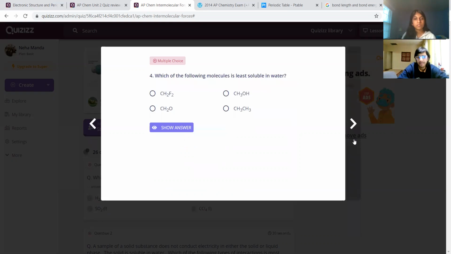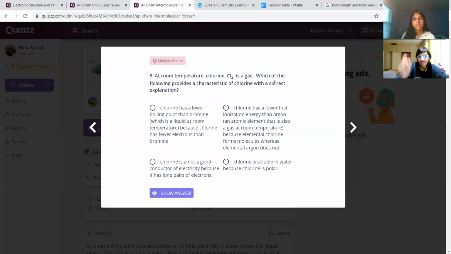Yep. Which of the following molecules is least soluble in water? So a non-polar molecule would be the least soluble. It looks like this one would be non-polar. It seems symmetrical just from looking at it. Yeah, whenever you have a hydroxyl group, and if you take biology, you would know that it increases the polar quality of it.